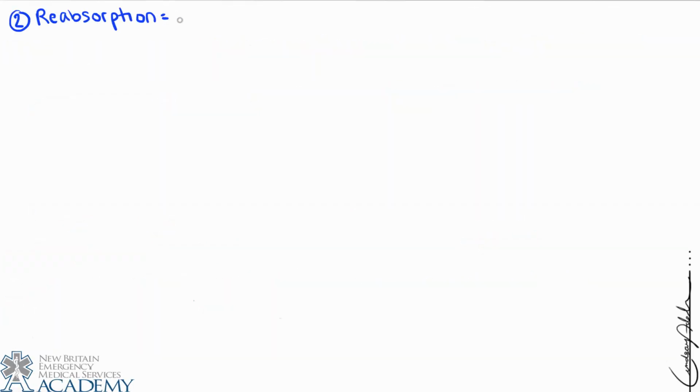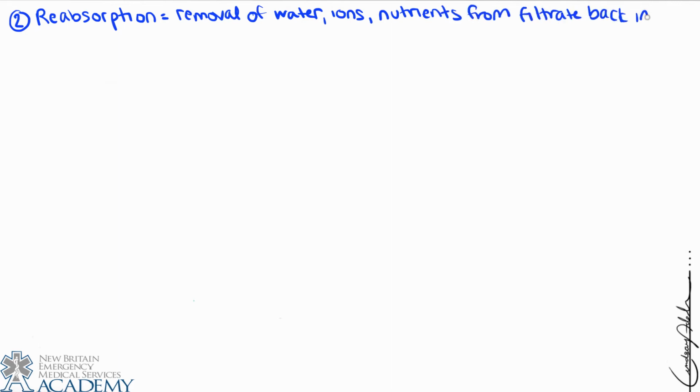All right, now let's compare that to the second process, which is reabsorption. Reabsorption means removal of water, ions, and nutrients from the filtrate back into circulation via the peritubular capillaries. And this process can be passive or active.